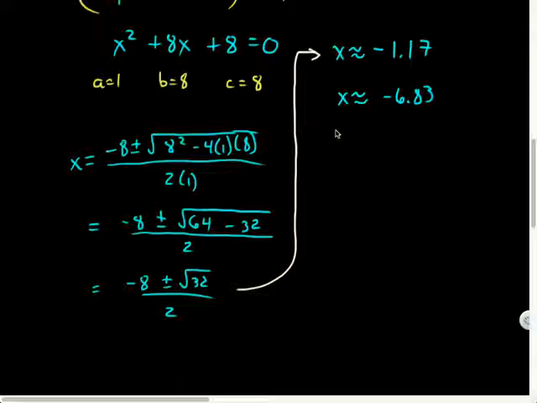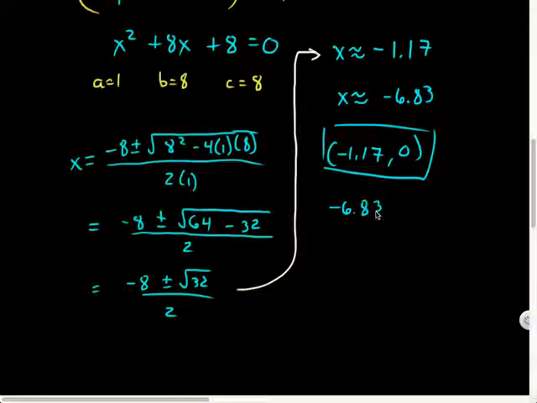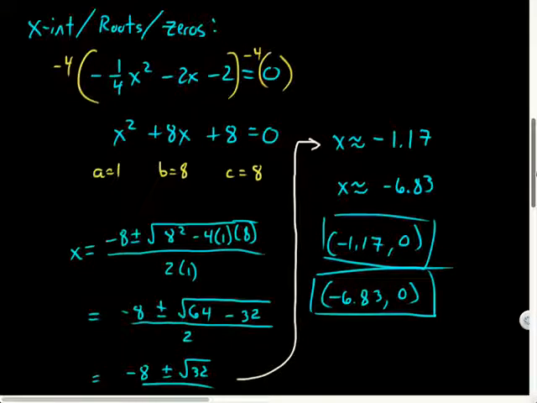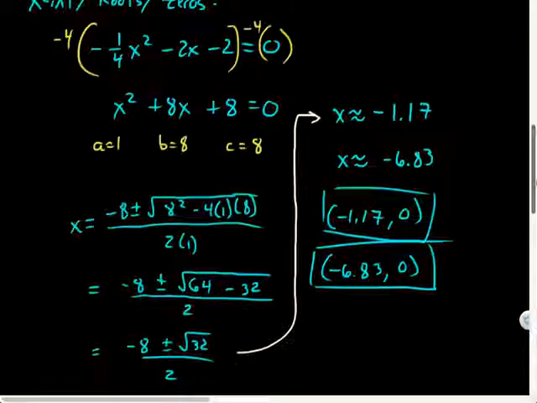Equals 1.17. So those are the points, negative 1.17 comma 0, right? And negative 6.83 comma 0. Aha! So even though we didn't have to necessarily find those points for this problem, it still is helpful for us to get the practice on that skill.